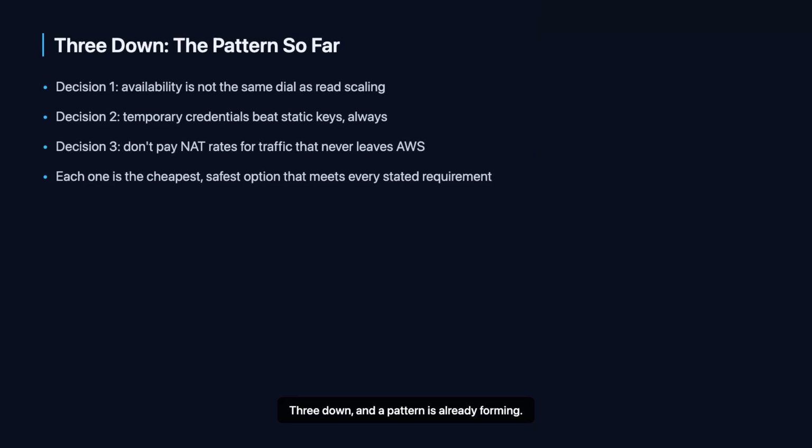3 down, and a pattern is already forming. Availability is a different dial than read scaling. Temporary credentials beat static keys every time. And you don't pay NAT rates for traffic that never leaves Amazon Web Services. Notice what ties them together. In each case, the right answer was the cheapest, safest option that still met every stated requirement. That's the whole discipline in miniature.